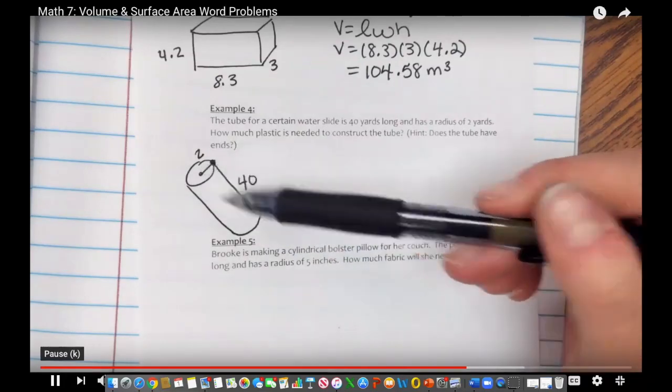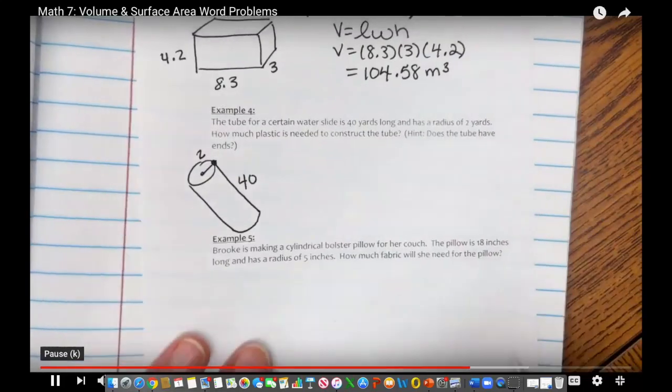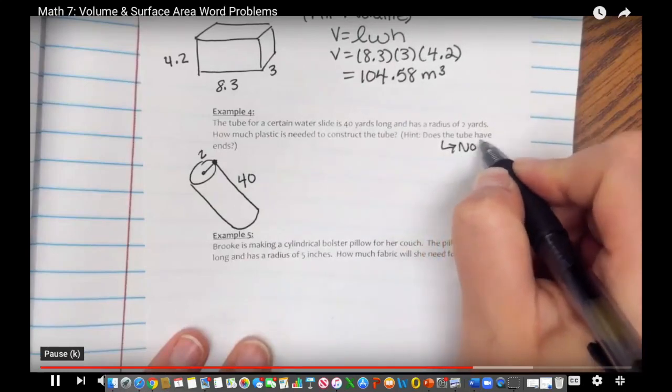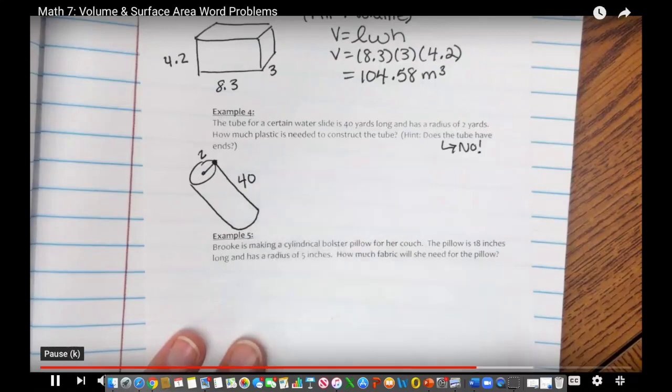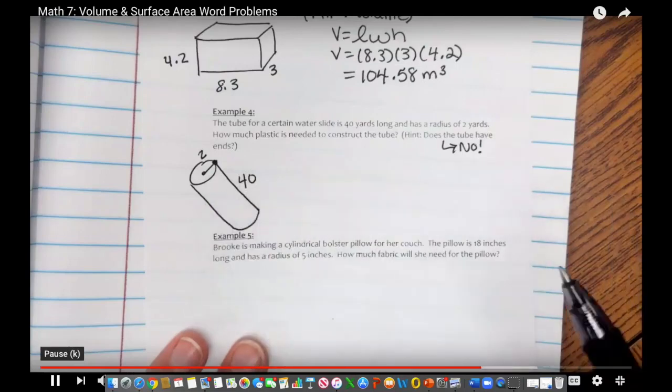So we need to think about how we can modify our formula in order to meet the needs of this problem, that it does not have ends. So there are no ends. I'm looking for how much plastic is needed to make this tube. So the plastic is the covering for the tube. We're not talking about filling this up with water. We're talking about constructing on the outside.